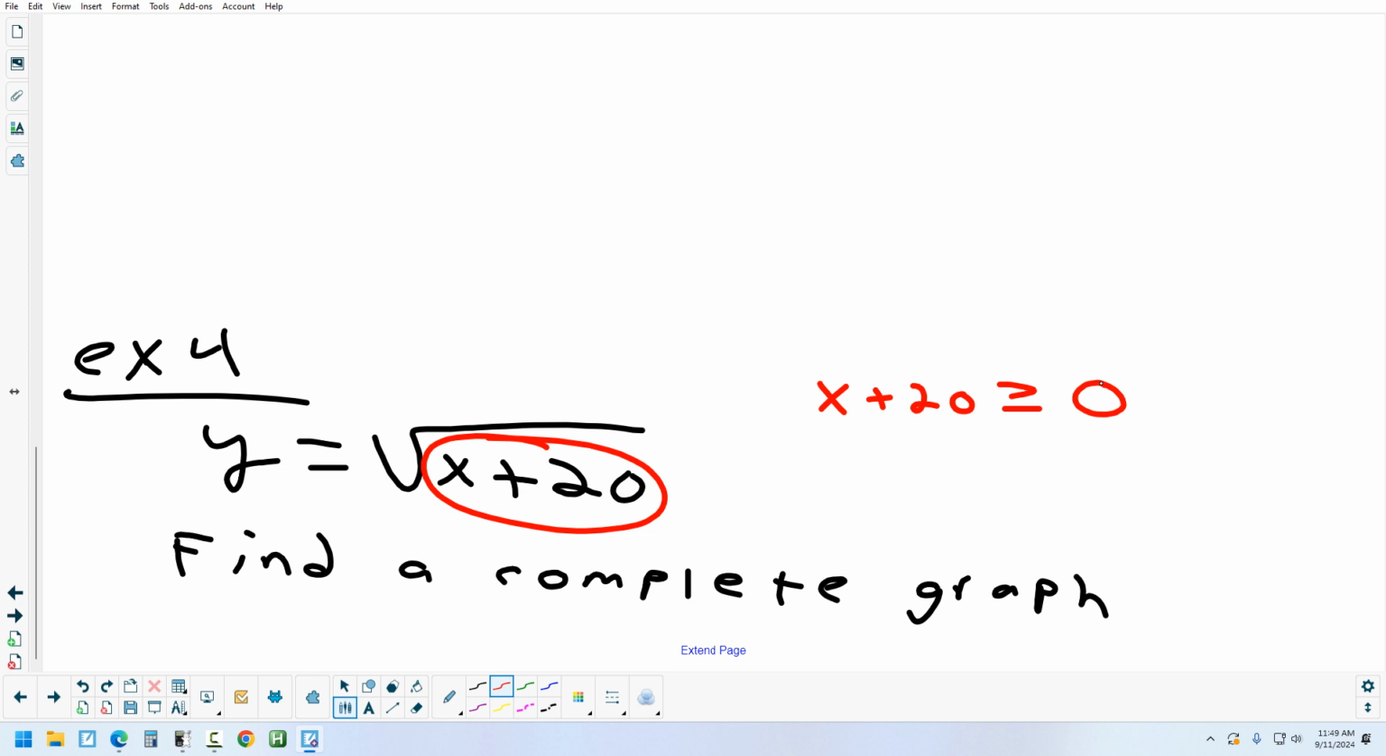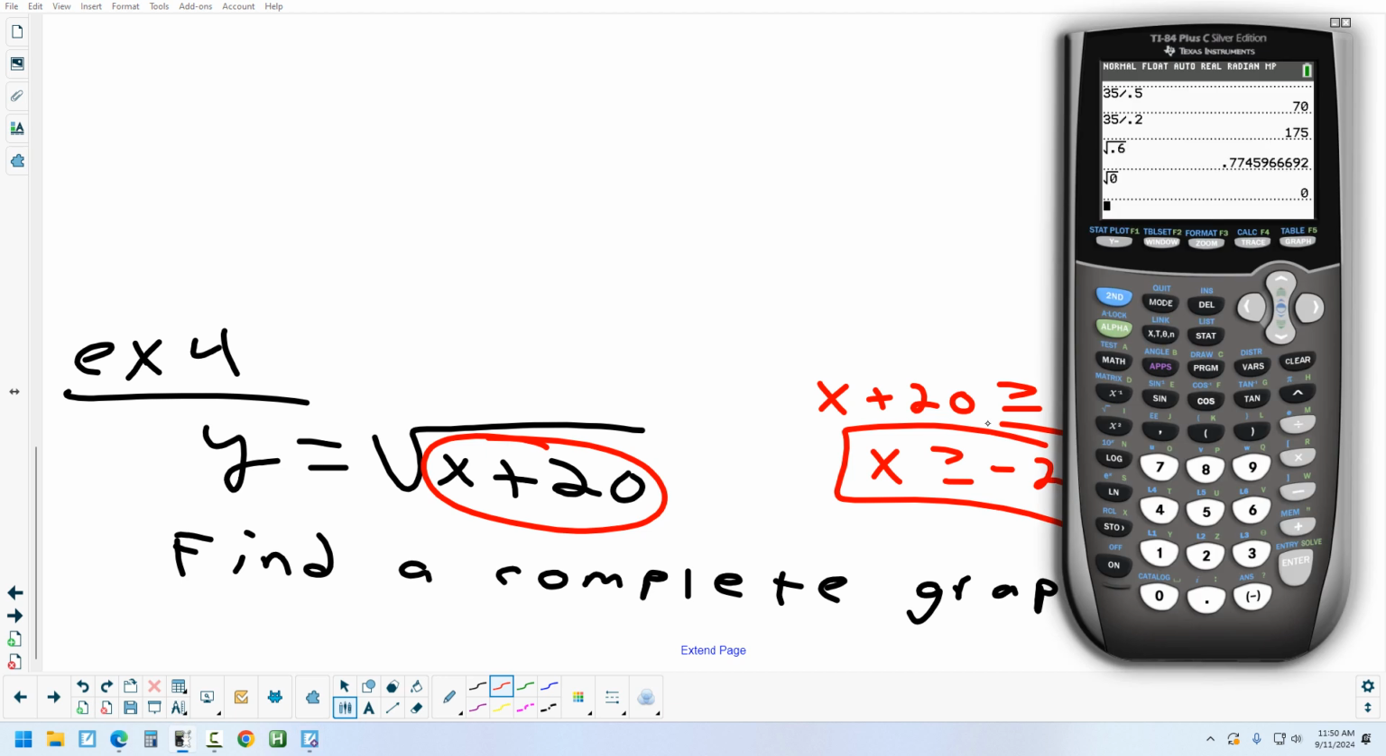How could I get x by itself there so I know what I can plug in? Minus 20, just minus 20 from both sides. That tells you your x minimum right there. X has to be a number that's negative 20 or higher. If you go lower than negative 20, you're going to get an error. You're going to get an imaginary answer.